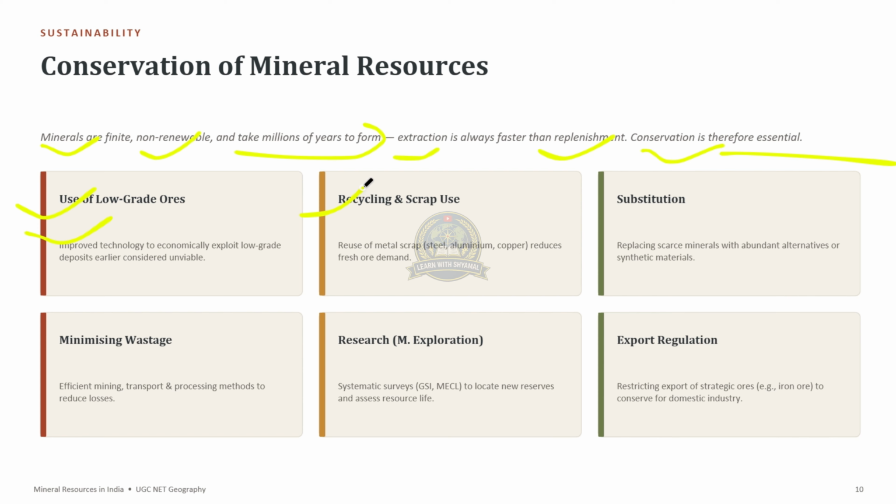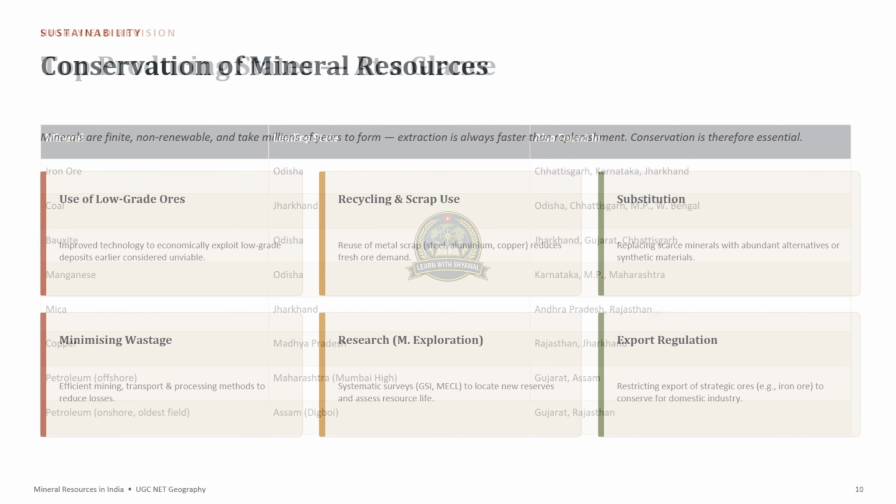Recycling and scrap use: reuse of metal scrap, steel, aluminum, copper reduces fresh ore demand. Substitution: replacing scarce minerals with abundant alternatives or synthetic materials. Minimizing wastage: efficient mining, transport and processing methods to reduce losses. Research and exploration: systematic surveys by GSI, Geological Survey of India, and MECL to look for new reserves and assess resource life. Then export regulation: restricting export of strategic ores, for example iron ore, to conserve for domestic industry.